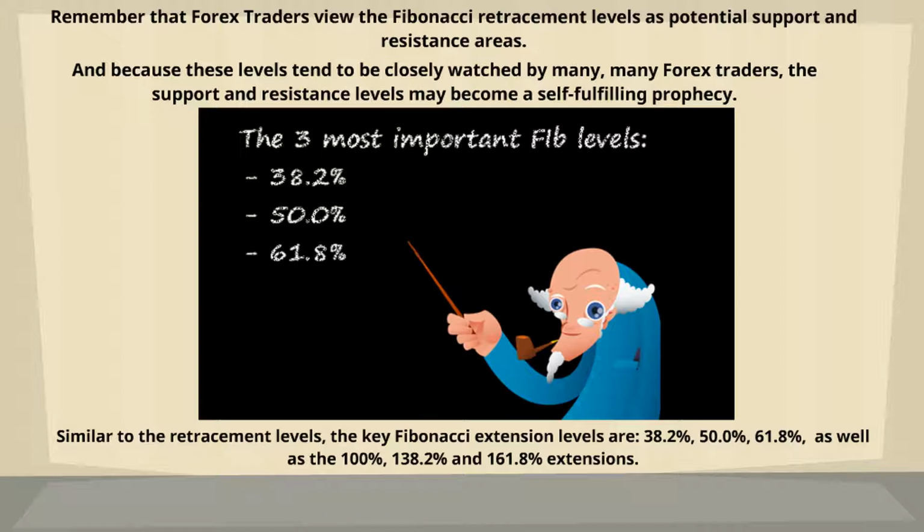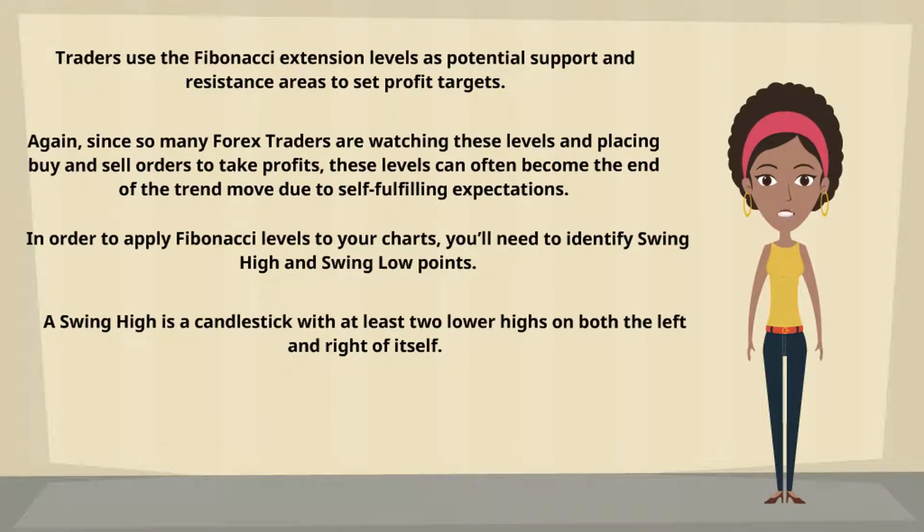See the three most important Fib levels. It's 38.2%, 50.0%, and 61.8%. Similar to the retracement levels, the key Fibonacci extension levels are 38.2%, 50.0%, 61.8%, as well as the 100%, 138.2%, and 161.8% extensions. Traders use the Fibonacci extension levels as potential support and resistance areas to set profit targets. Again, since so many Forex traders are watching these levels and placing buy and sell orders to take profits, these levels can often become the end of the trend move due to self-fulfilling expectations.